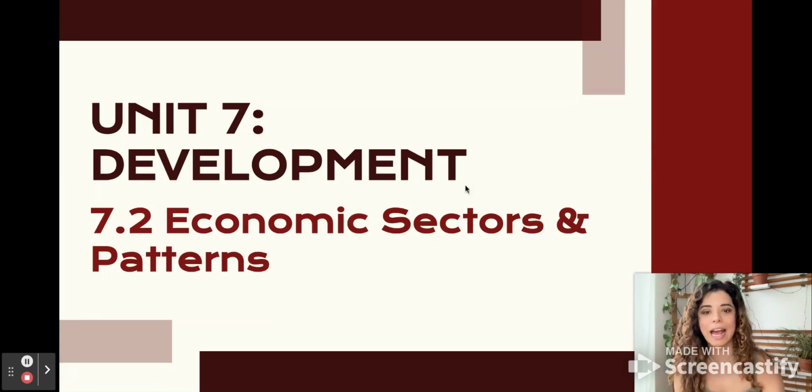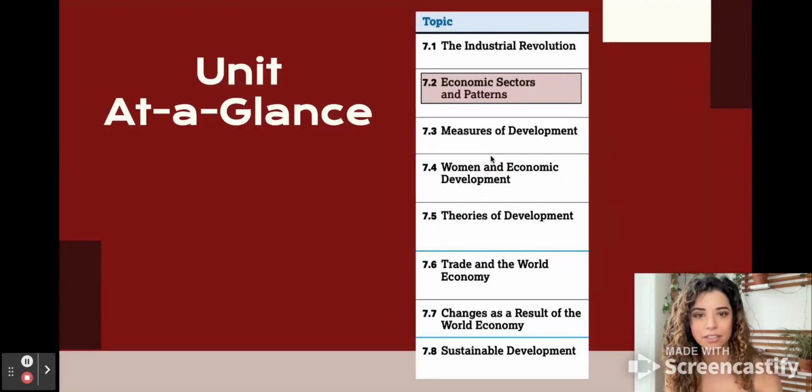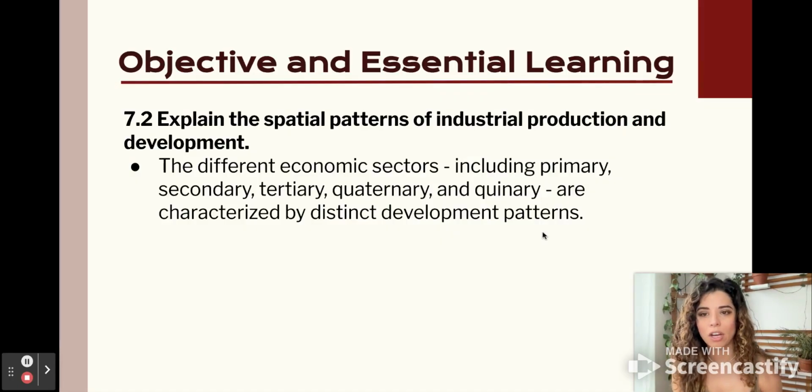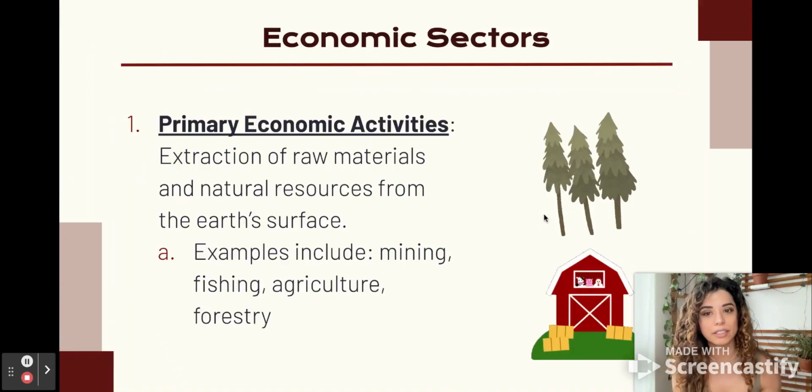So for this, we're looking at economic sectors and patterns. So moving right along, explain the spatial patterns of industrial production and development. So here, we're going to be looking at the different sectors of the economy, what they're called, and what they do. So this first one, primary economic activities.